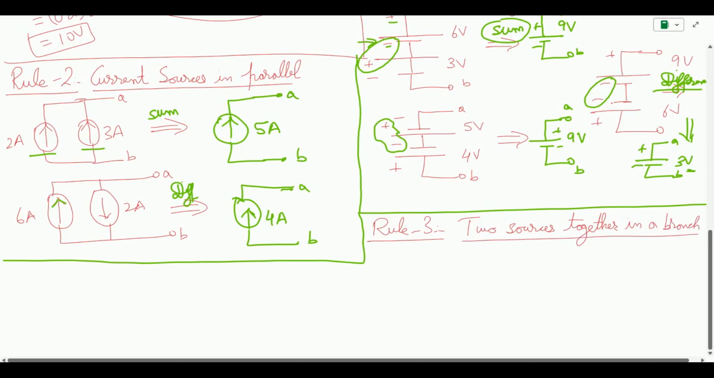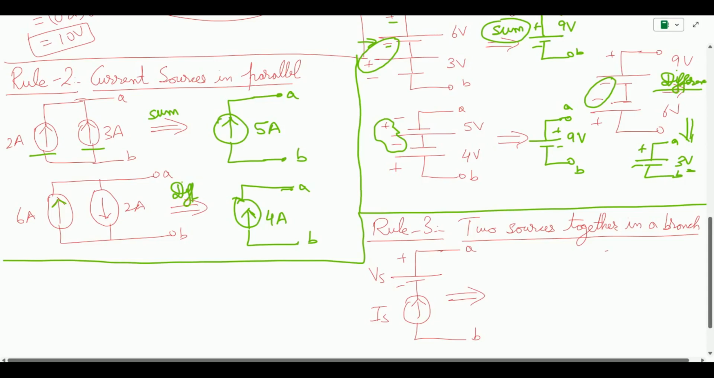What does it mean? Let us say I have a voltage source followed by a current source like this, again connected to its terminal. So this is, let's say, V_S, and this is I_S. What is going to be the output? Which is going to take precedence over the other?